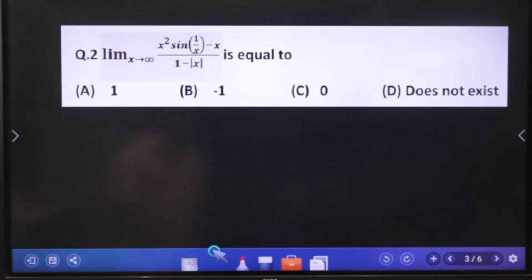Okay, so now let us discuss the solution to this problem. Question number 2. What is the right answer? Let us discuss.